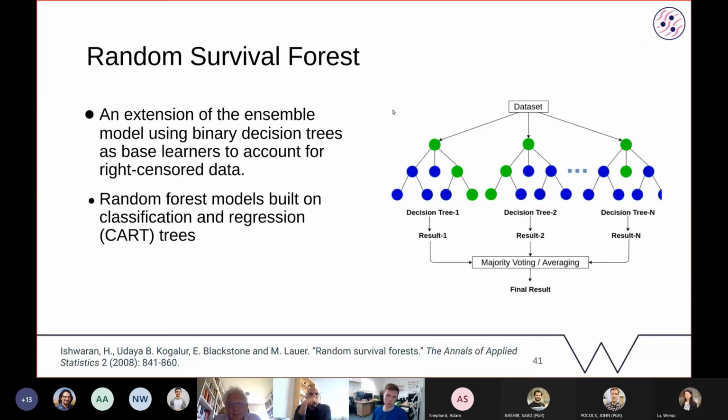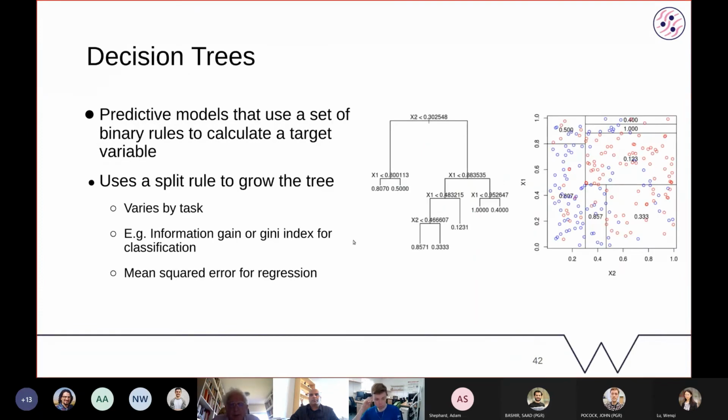So kind of building on what Adam and David have just been talking about, I'm going to talk about another adaptation of standard machine learning models to survival analysis. In this case, I'm going to talk about how random forests have been adapted for survival analysis. So just to give a very quick recap on how they work.